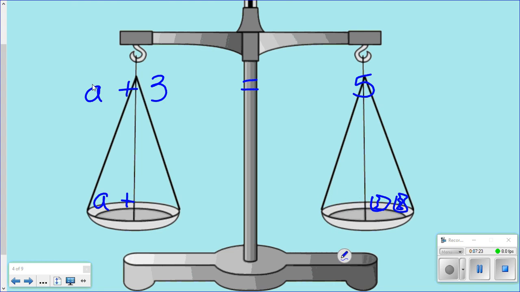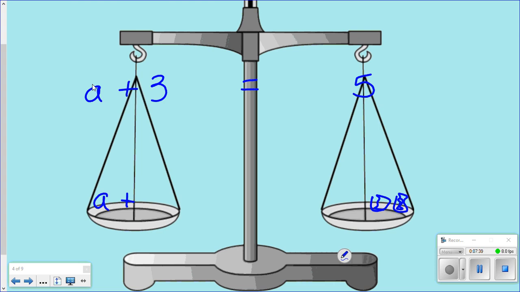What is A equal? 2. That's how an equation works. It's a balance. It has to stay balanced on both sides. So what I do to one side, I have to do the other side, because if I don't, my balance isn't in check, is what they call it. Does that make sense to you?